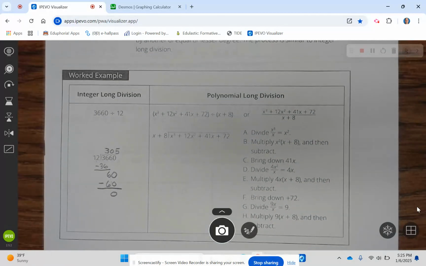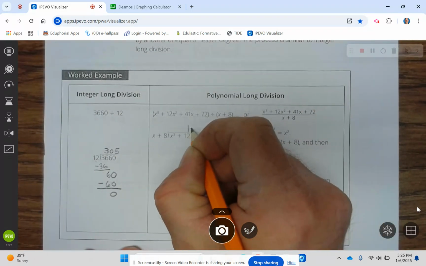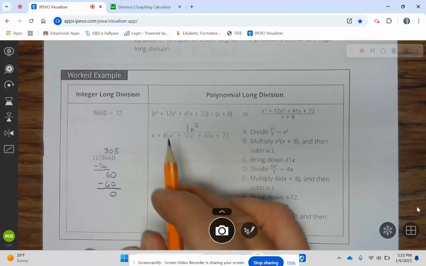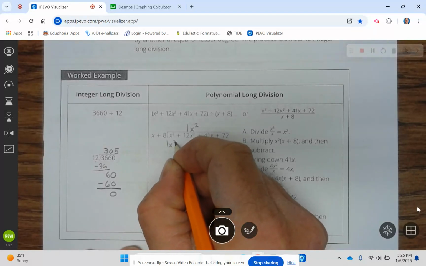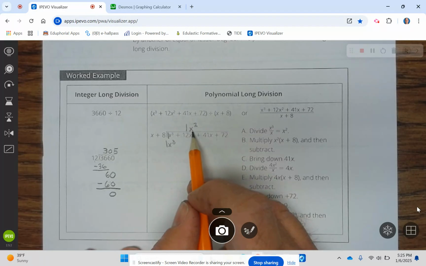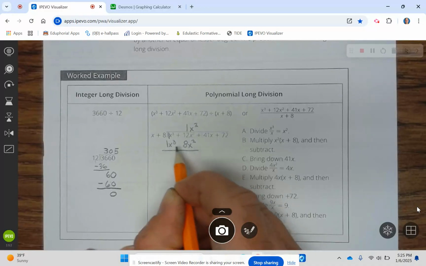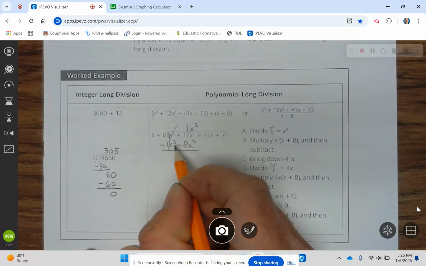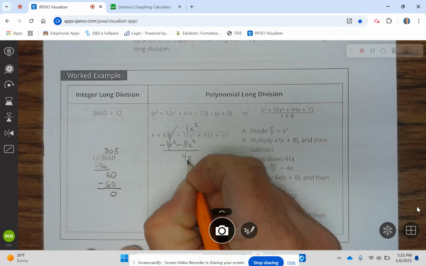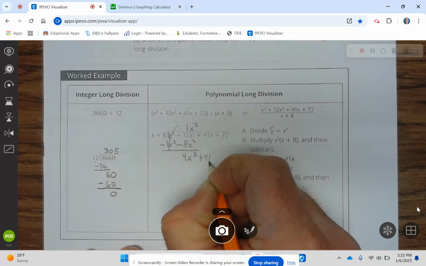All right, let's take a look at polynomial long division. So we have x cubed plus 12x squared plus 41x plus 72 divided by x plus 8. So we take x plus 8 and divide it into x cubed plus 12x squared plus 41x plus 72. We ask ourselves, what do we multiply x by to give us x cubed? The answer to that is 1x squared. And now we multiply. 1x squared times x is 1x cubed. 1x squared times 8 is 8x squared. And then we subtract. This cancels. 12x squared minus 8x squared is 4x squared. And then we bring down the plus 41x.